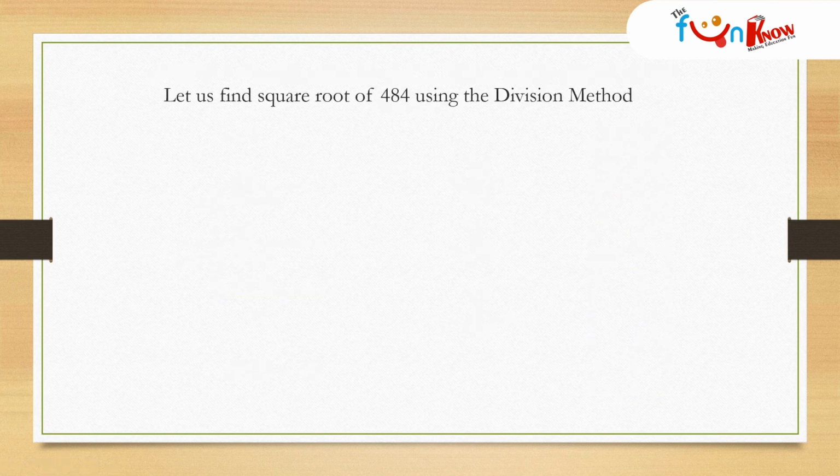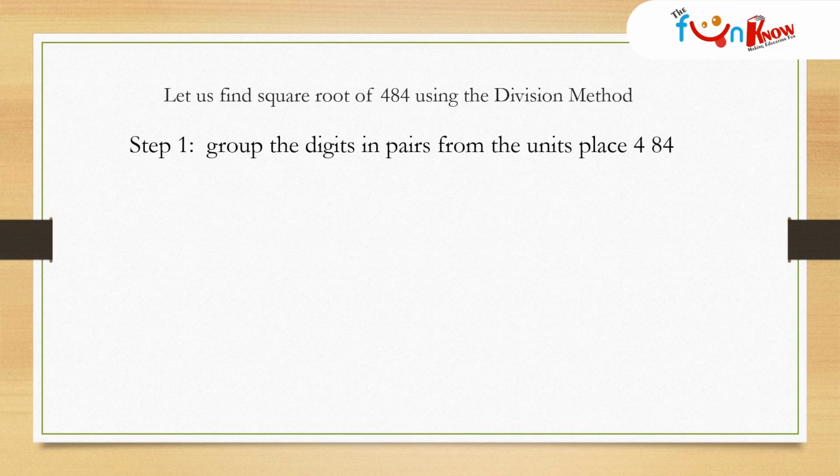Okay, students, let us have one more example for the same. Step 1, again I'm repeating myself: group the digits into pairs. If 484 is the question, students, I want you to pause the video here and try to do it by yourself. If the question is 484, how will you do it? Step 1, you will make pairs. 84 will be one pair, because we go left to right, and 4 will be another single number.